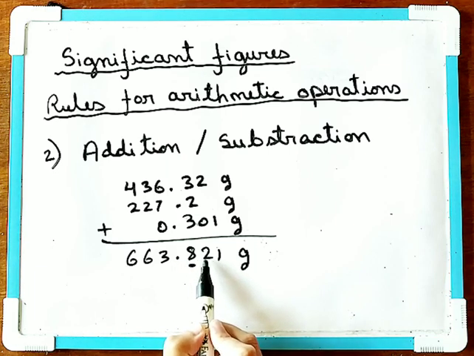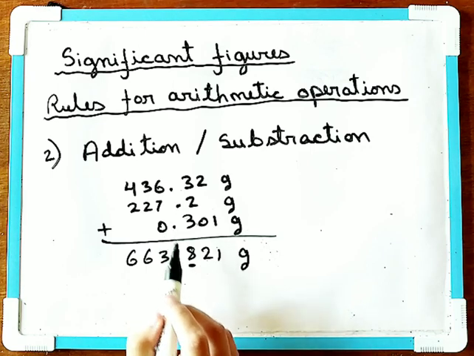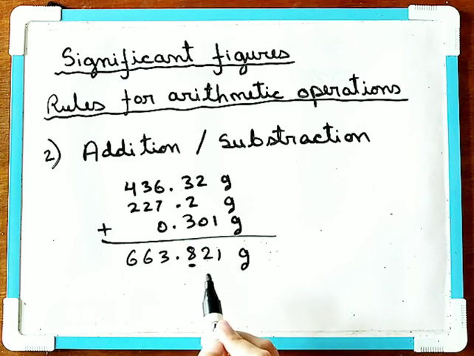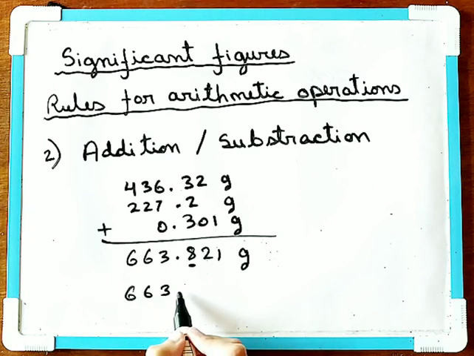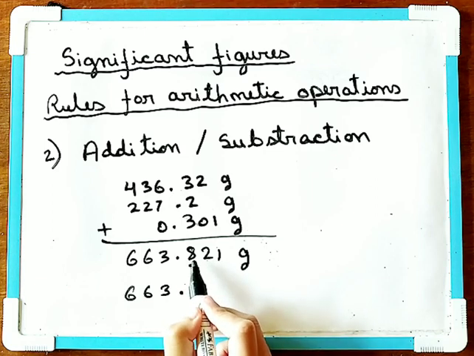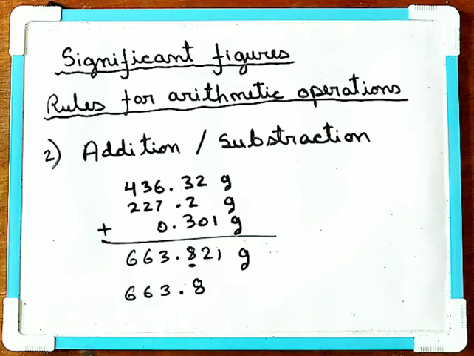Here we have how many? 1, 2, 3. So that is not the correct way of expressing this quantity. We should have only one digit here, so we again round this off. For 663 point, we look at the next digit. If it is greater than 5, you add 1 here. If it is less than 5, you just leave it as it is. So here we have 660.8 grams.